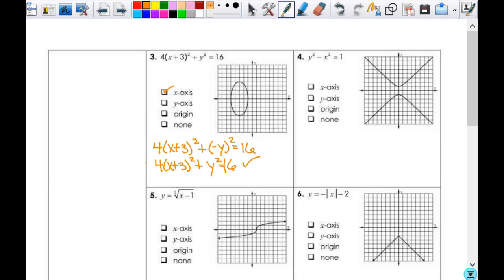Does it have x-axis? If I reflect it in the x-axis, is it going to look the same? Yes. If I reflect it in the y-axis, is it going to look the same? Yes. If I rotate it 180 degrees about the origin, is it going to look the same? Yes. So it has all 3.